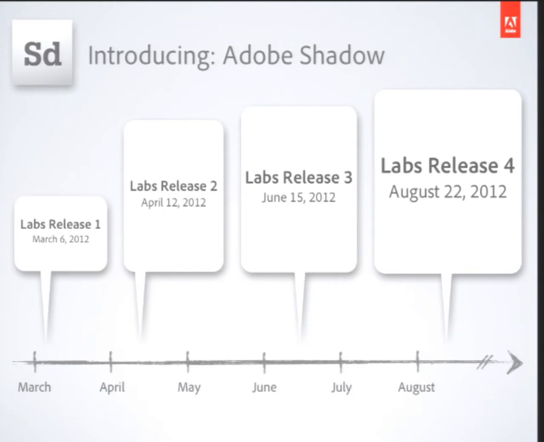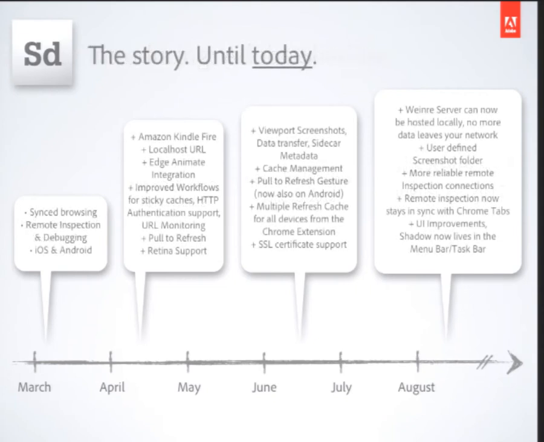Labs release 1 didn't really contain much. I mean, it could do sync browsing and remote inspection and debugging, and it worked for iOS and Android, which is already pretty good. But as you can see, we added a lot of stuff. Shadow is in something we call a Labs release. Usually at Adobe, we call stuff that is not final yet and available for free publicly before we finish it preview release. We couldn't call it preview release. Anybody want to guess why?